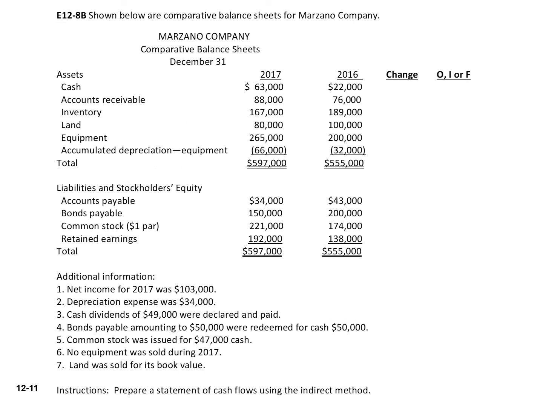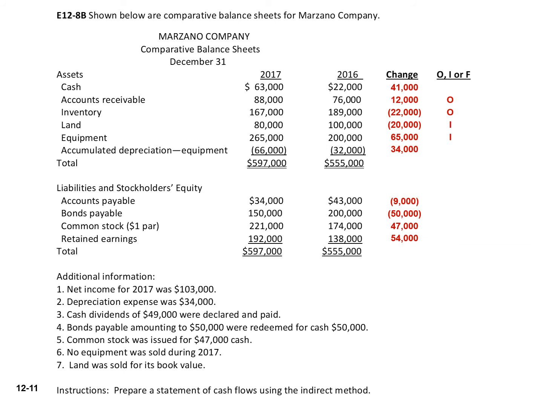All right, so the first step is to determine the change in each balance sheet account. The second thing I want you to do is to classify each change as relating to operating, investing, or financing. So let's focus on accounts receivable. Again, accounts receivable and inventory are operating. Land and equipment are investing.